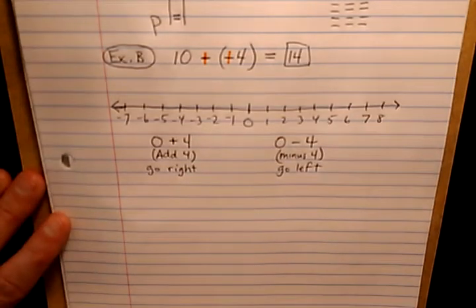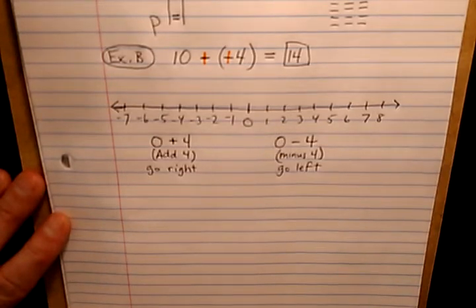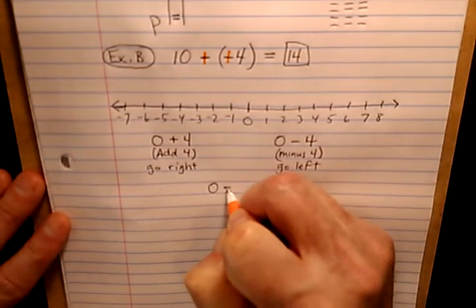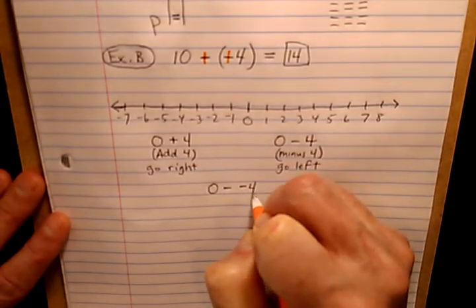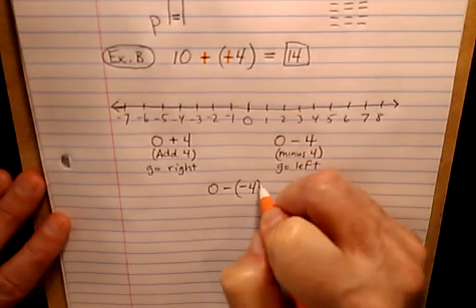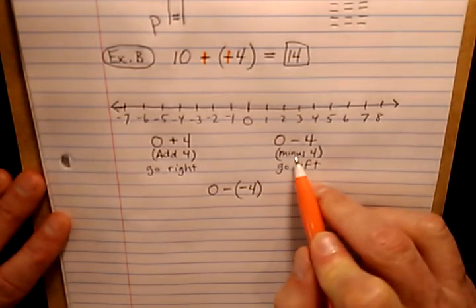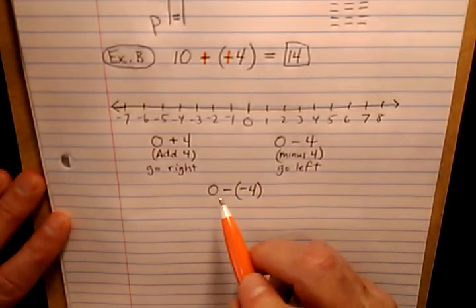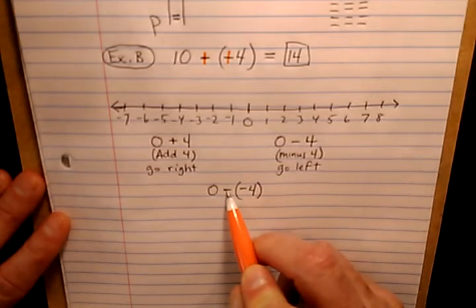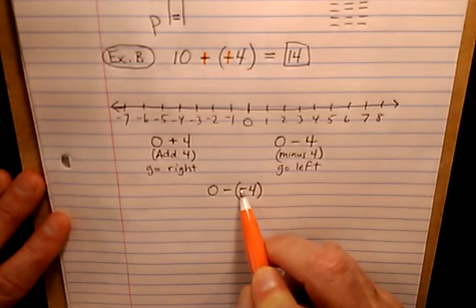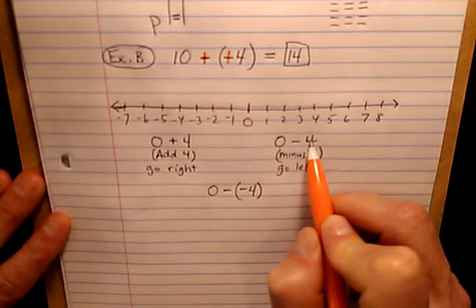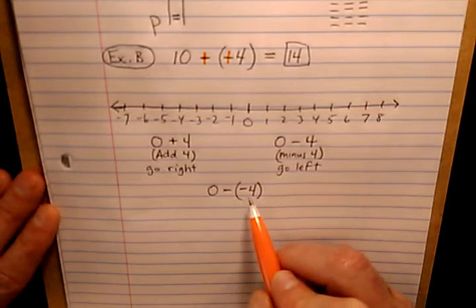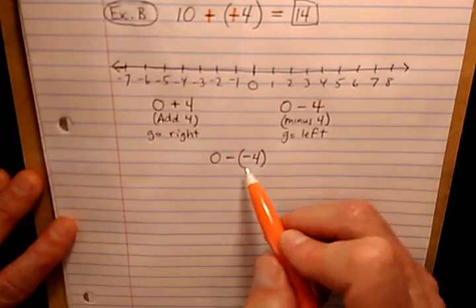But what if we have a problem where we have to do 0 minus a negative 4? Okay, so we know when we do minus 4, we have to go to the left. But what if we do minus a negative? That means we're taking away a negative. When we took away a positive 4, we had to go left. But if we're taking away a negative 4, that's a different story. So let's see what happens.